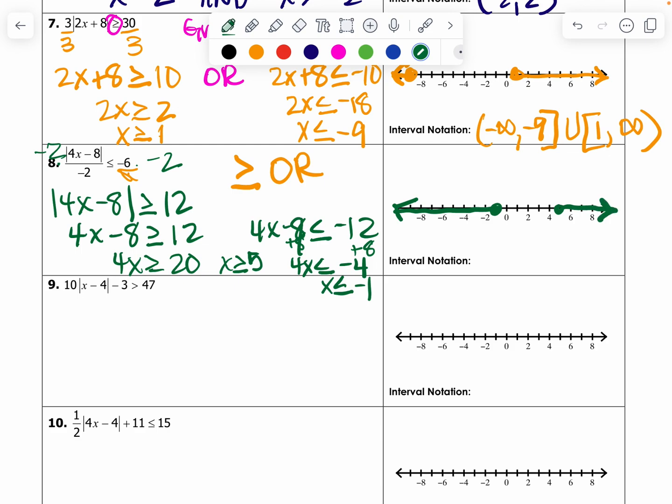So again, we're going to go ahead and graph it. I write in interval notation, negative infinity to negative 4, equal to, and then 5 to infinity.